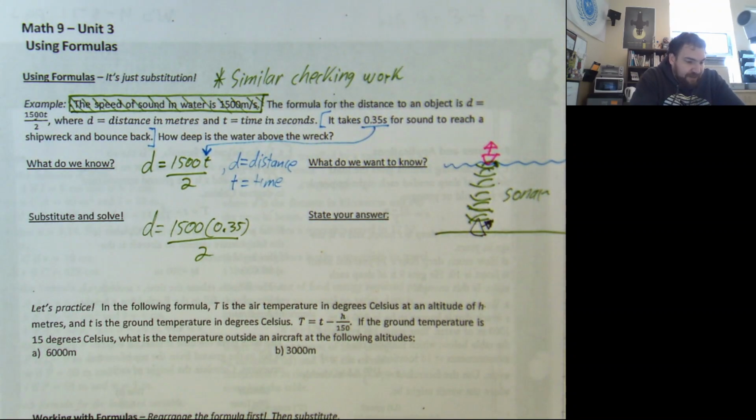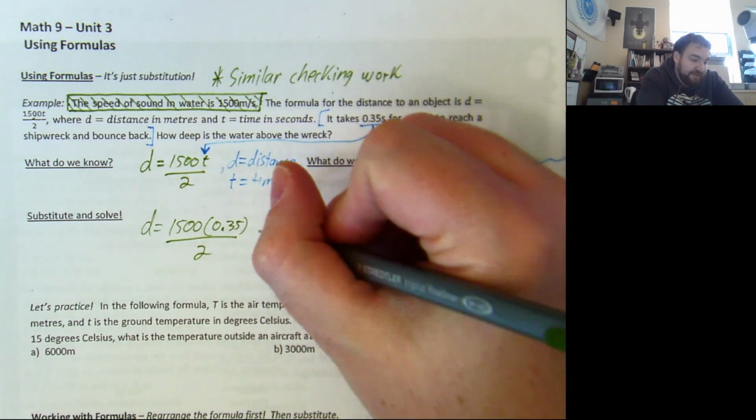And now we go ahead and solve this thing. You will be allowed to use a calculator for this stuff. So what's 1500 times 0.35 divided by 2? Anyone who has a calculator out right now, what is that?